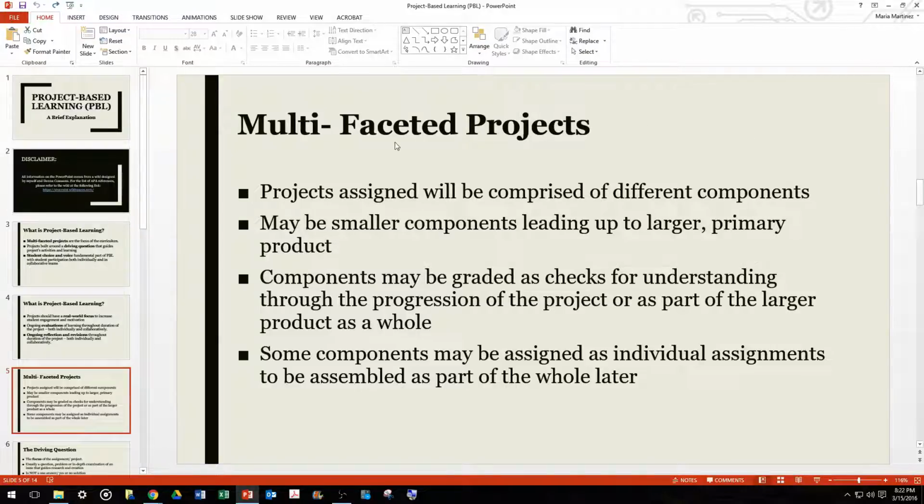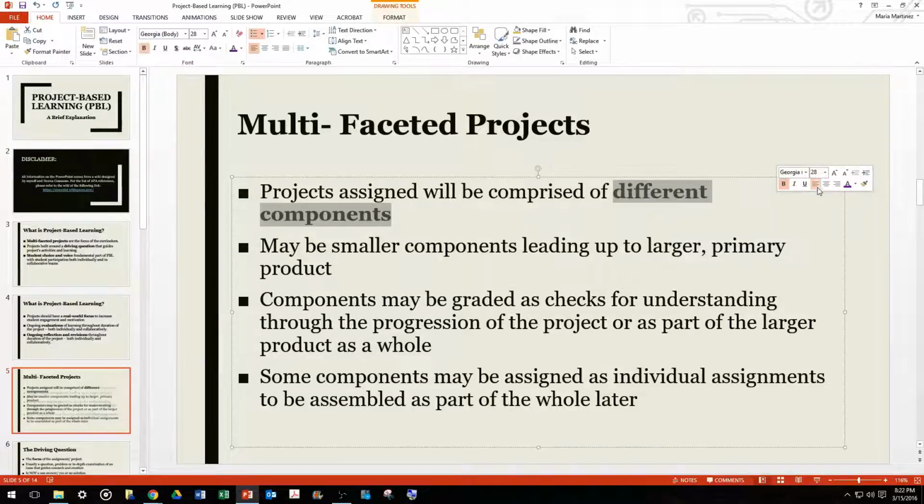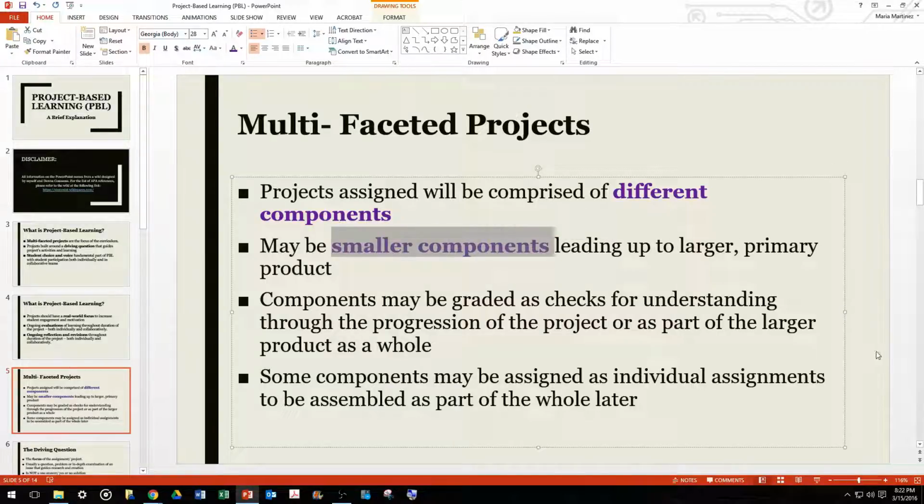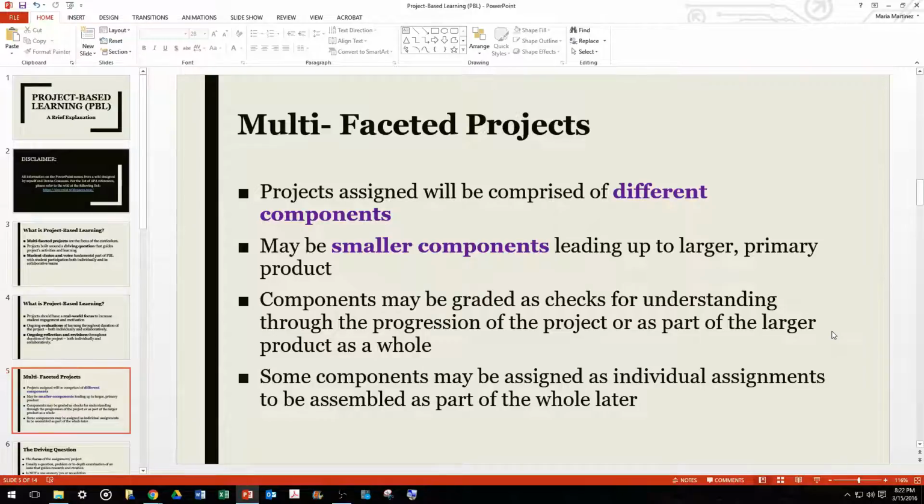The first thing we have are what we call multifaceted projects, projects that are composed of different components. So you may have an ultimate project or product that is due at the end, such as a video. But before we can get to this video, you will have smaller components that will lead up to it. Those smaller components may be things like writings, quizzes, blog entries, screenplays, or questions that the student submits to you, but smaller components that will eventually lead up to the larger product. The components may be graded as checks for understanding throughout the project, or they just may be smaller parts that will eventually add up to, again, the larger product as a whole.